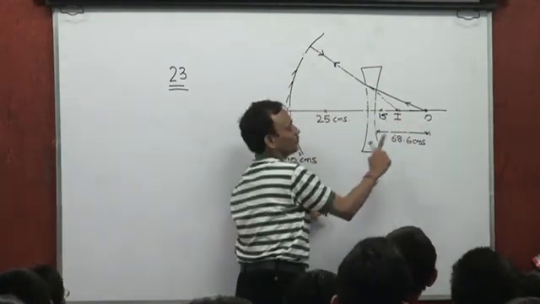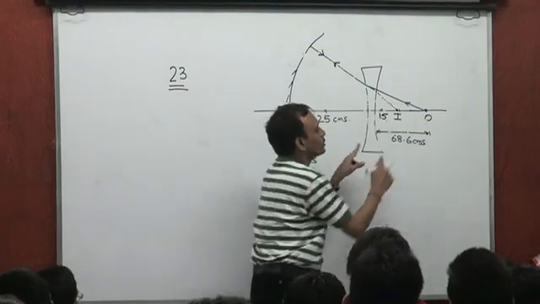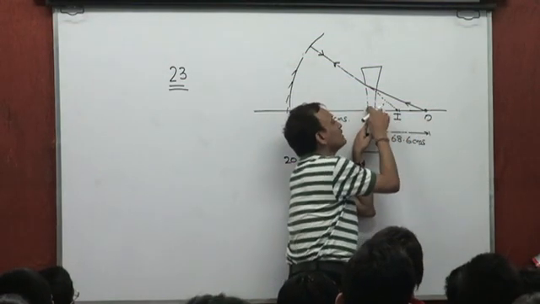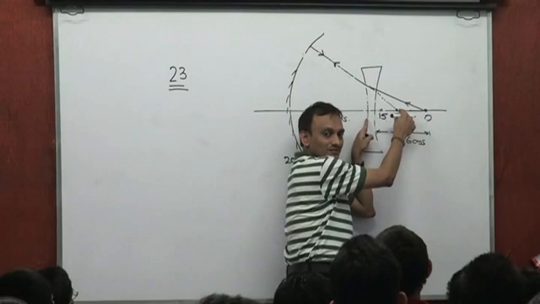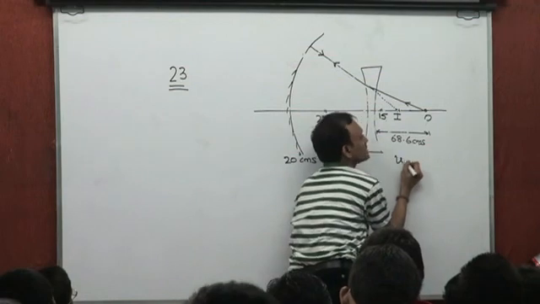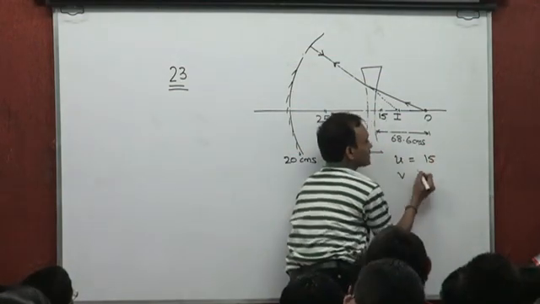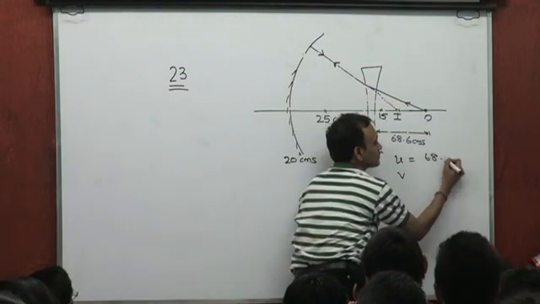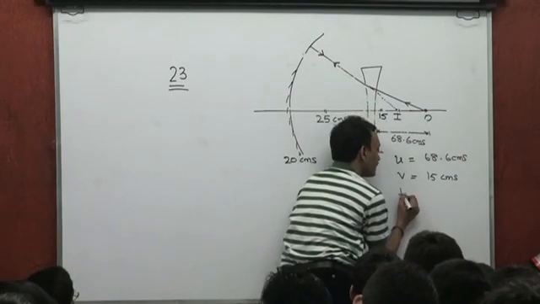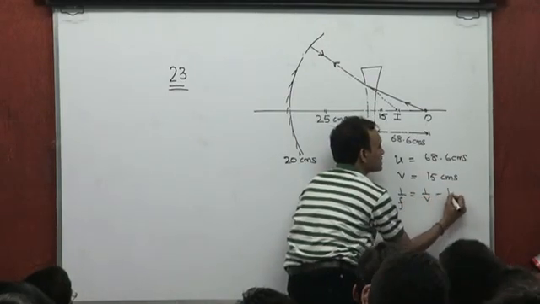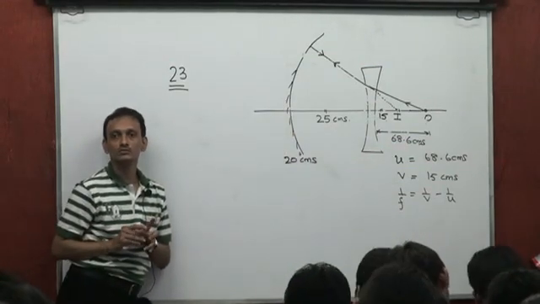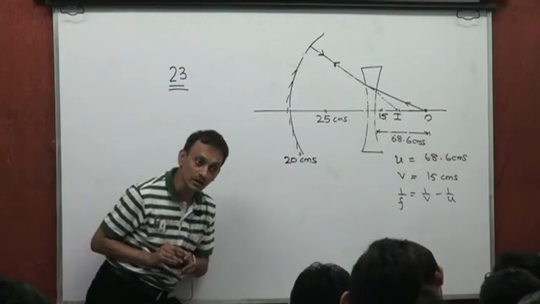Right? So now, for the lens, for an object placed 68.6 centimeters, the image is formed at I, 15 centimeters. So I know U, I know V, I can calculate F for the lens. So U is 68.6 centimeters, V is 15 centimeters. So I can calculate focal length from 1 by F is 1 by V minus 1 by U. I can calculate the focal length of the lens. Did you all get me right?